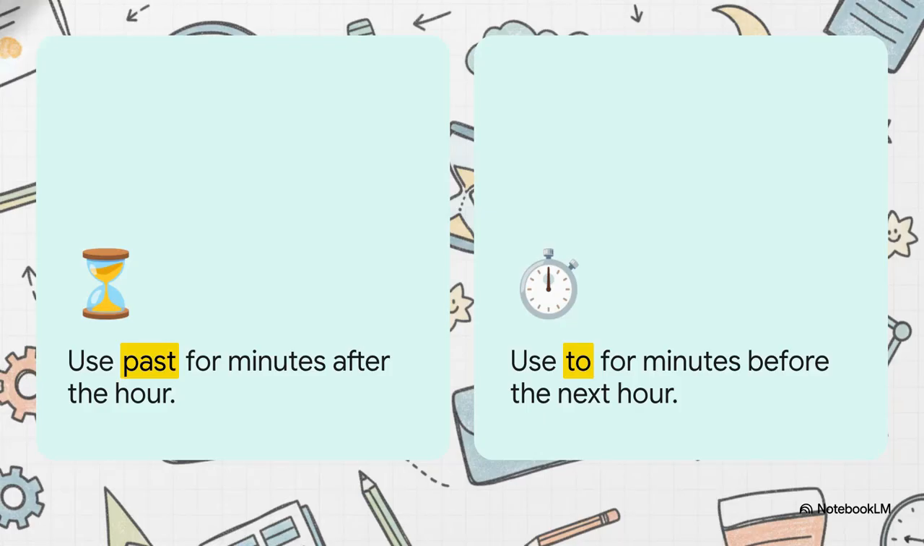So here's a cool little trick. English basically chops the clock straight down the middle. Imagine a classic round wall clock. For the first half of the hour, so minutes 1 to 30, we use the word "past." We're literally counting the minutes that have gone past the top of the hour. But the very second we hit minute 31, the whole rule flips. From minute 31 all the way up to 59, we switch to using the word "to." We basically stop looking backward at the hour we just left, and we start counting down to the next one. It's kind of like a mini countdown.